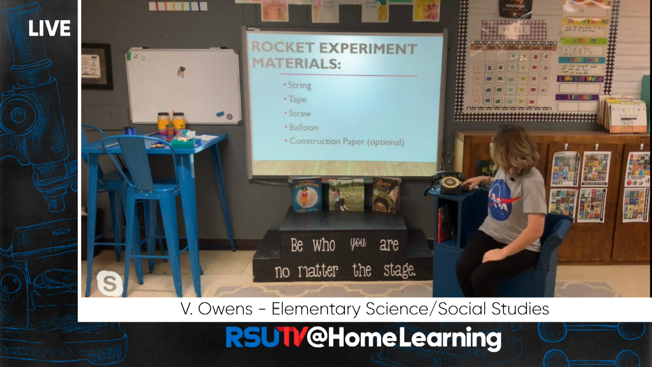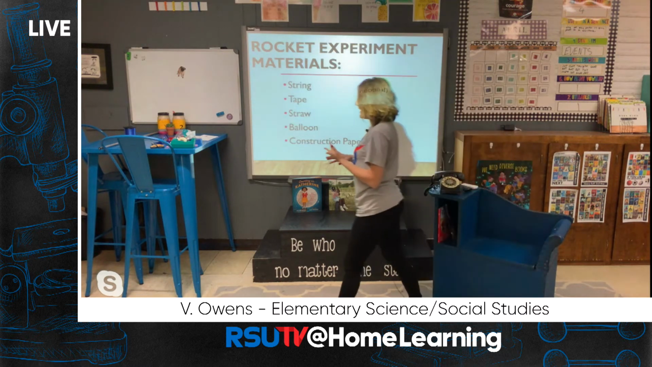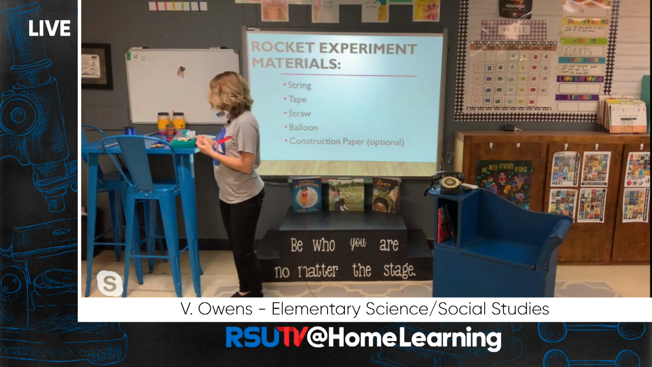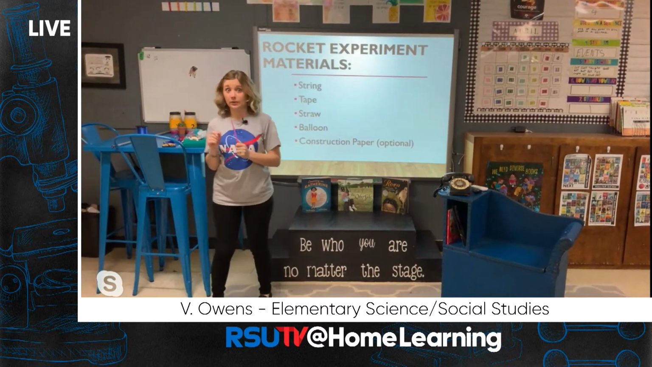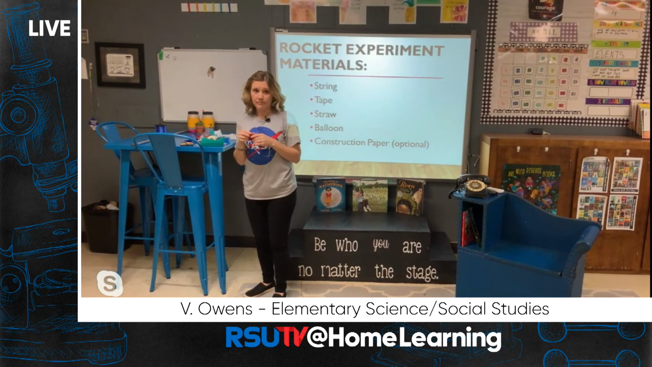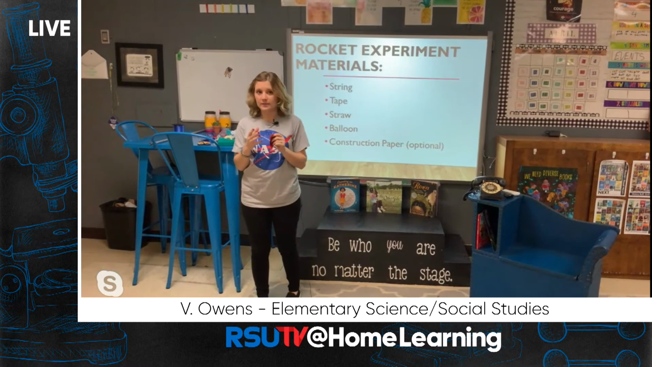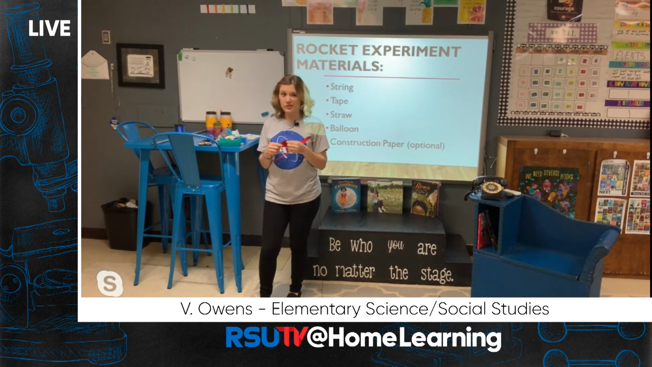So the materials you're going to need today is some string. You're going to need some tape, just some Scotch tape. You're going to need a straw, just a plastic drinking straw, and you're going to need a balloon. Any size balloon or color, it doesn't matter. Some optional materials, you could get some construction paper and try to decorate your rocket to make it look more like a rocket. Today I'm just going to use the balloon and straw plain just to show you how to do it.